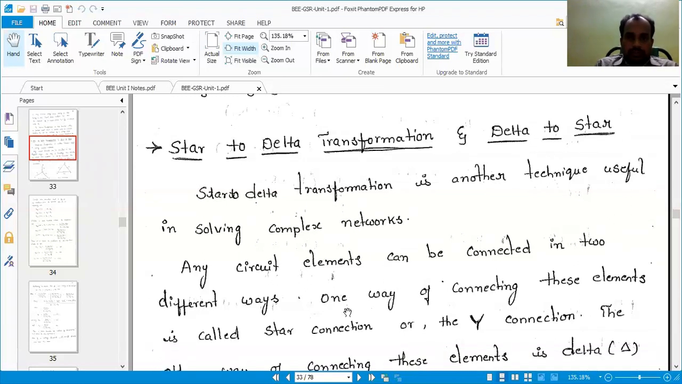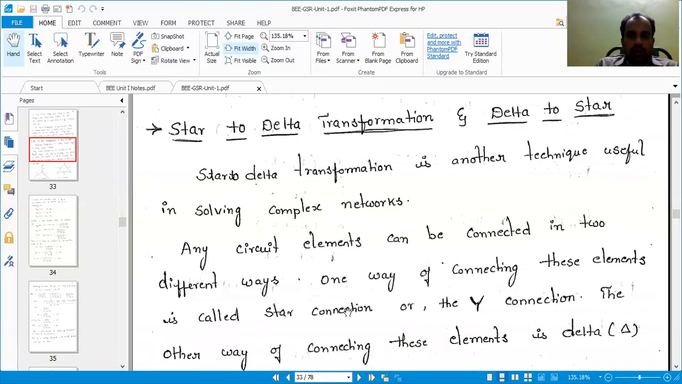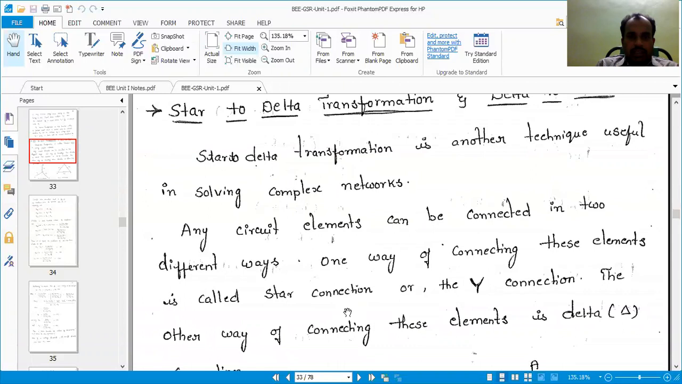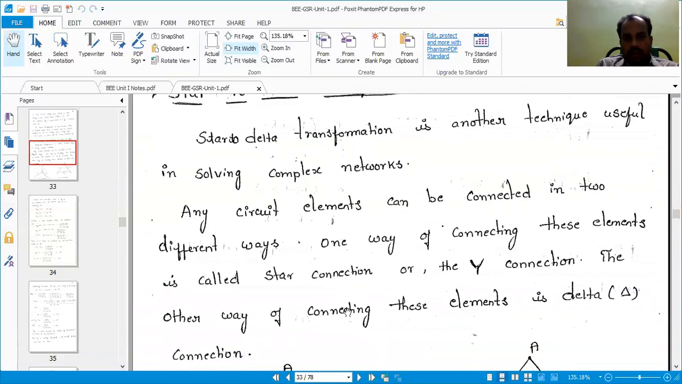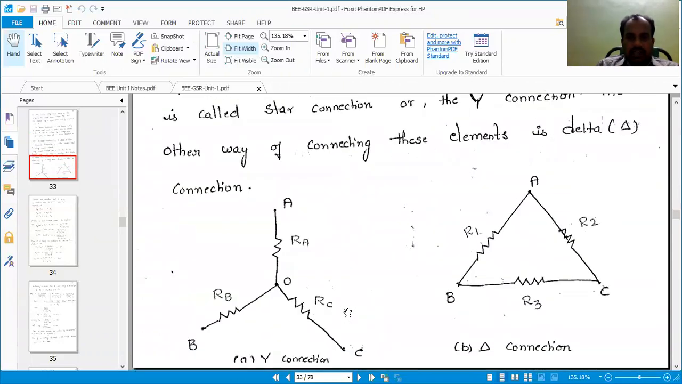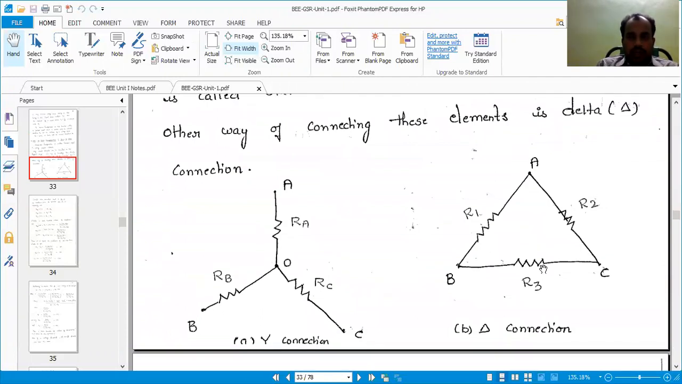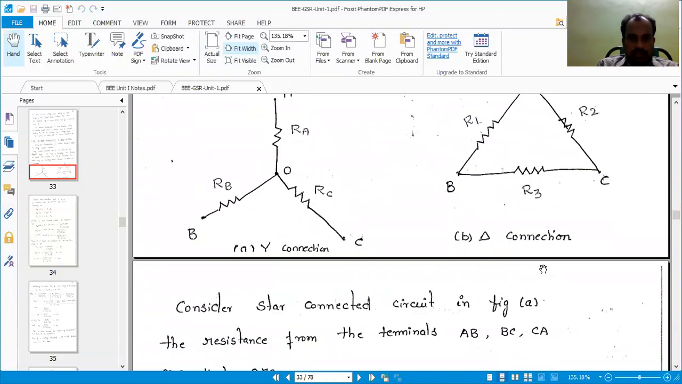complex networks. In any circuit, elements such as resistance, capacitance or inductance are connected in two different ways. One way of connecting these elements is the star connection. One more way is the delta connection. This is a star connection. This one is a delta connection. The delta connection is a closed loop connection. The star connection is an open loop connection.